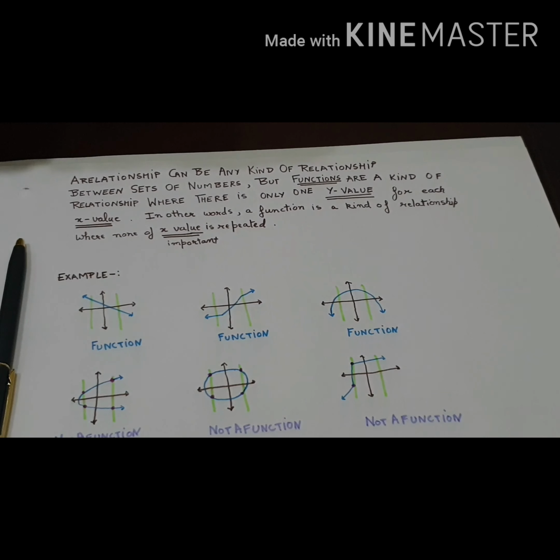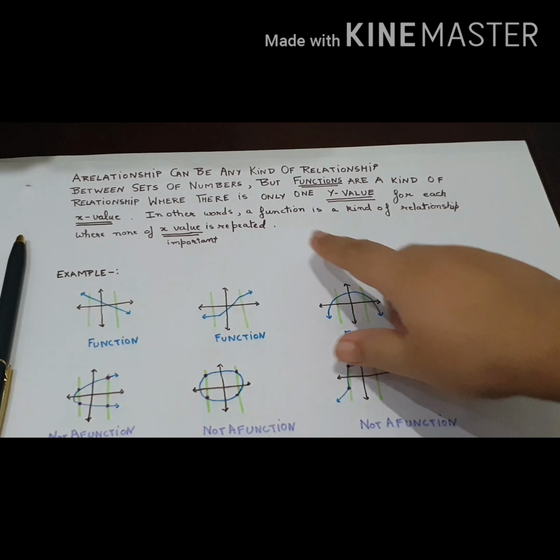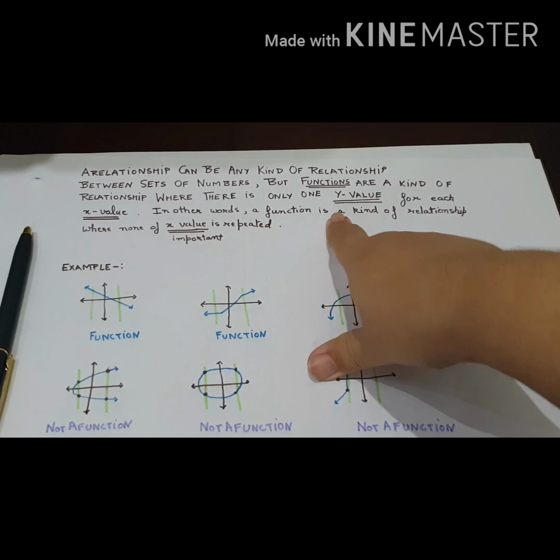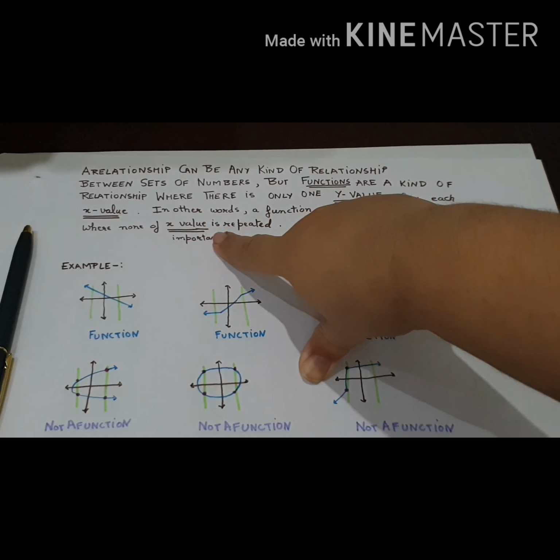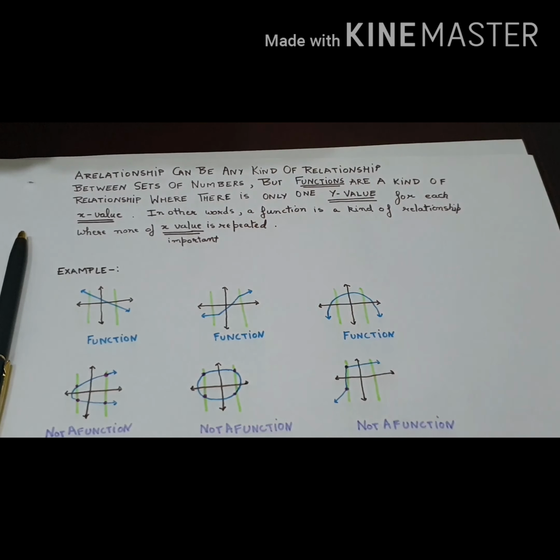Now you will be asking, what is a function? A relationship can be of any kind. A relationship can be any kind of relationship between sets of numbers, but functions are a kind of relationship where there is only one y value for each x value. In other words, we can say a function is a kind of relationship where none of the x values is repeated. You have to keep in your mind that none of the x values is repeated.